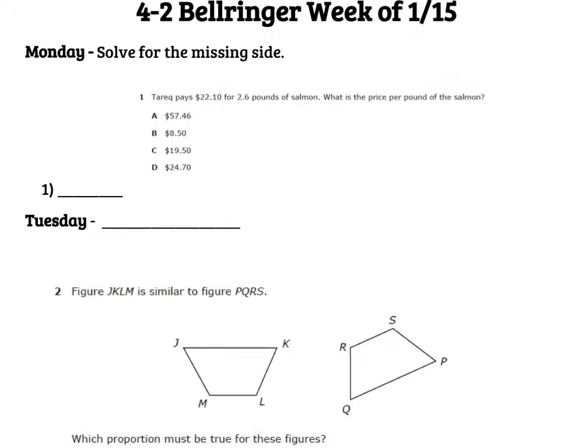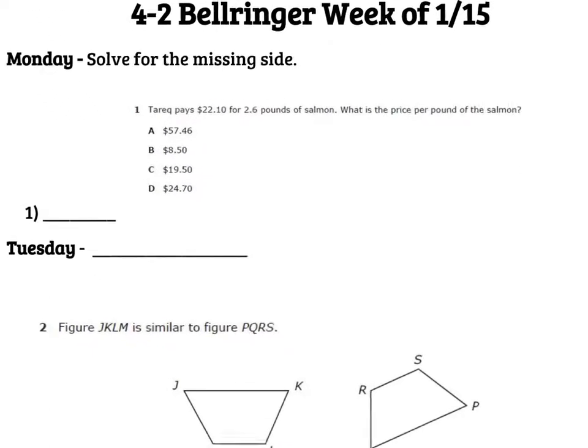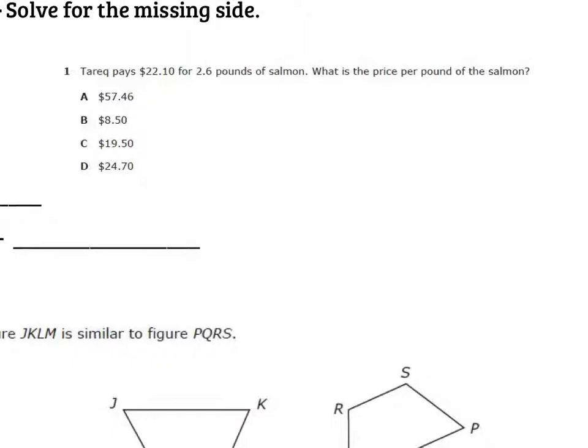So solve for the missing side. This is the bell ringer for 115. It says Tariq pays $22.10 for 2.6 pounds of salmon. What is the price per pound?